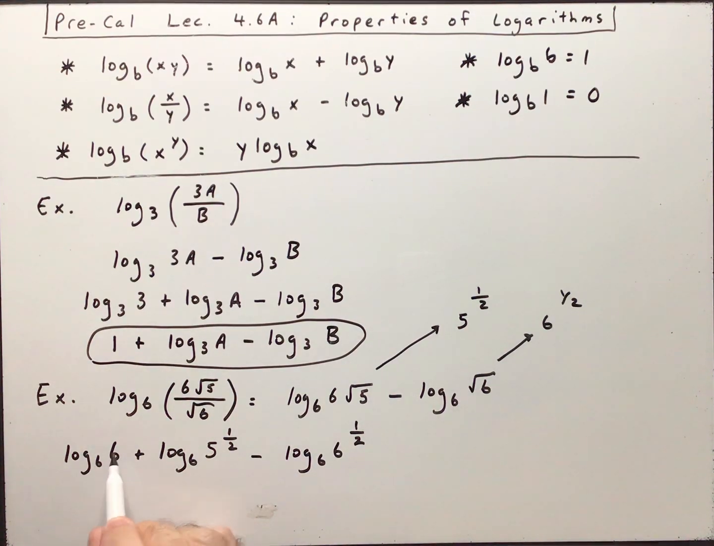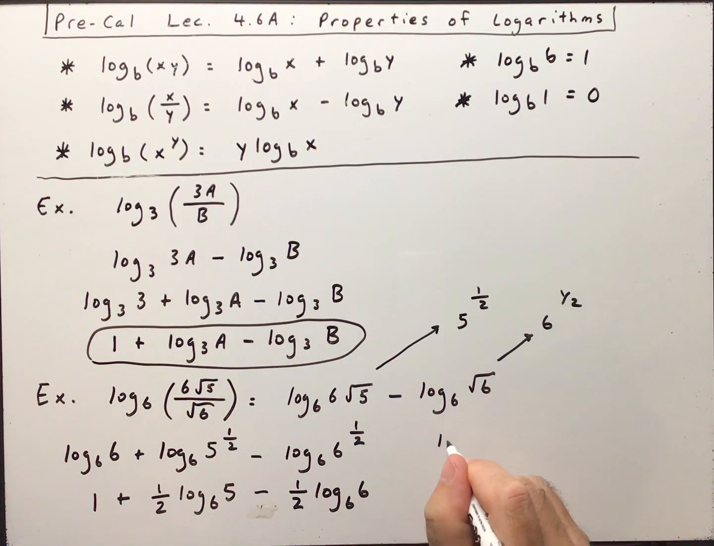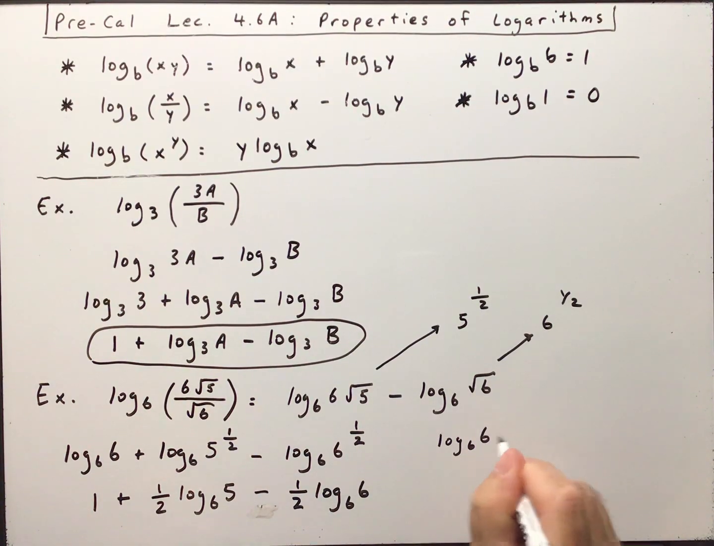Okay, log base 6 of 6, well, that's 1. Now this 1/2 I can bring out front. It's a power, so I can turn it into a coefficient. So 1 plus 1/2 log base 6 of 5. And then I can bring this 1/2 out front. Minus 1/2 log base 6 of 6. Well, log base 6 of 6 is 1, right? This part is just 1.